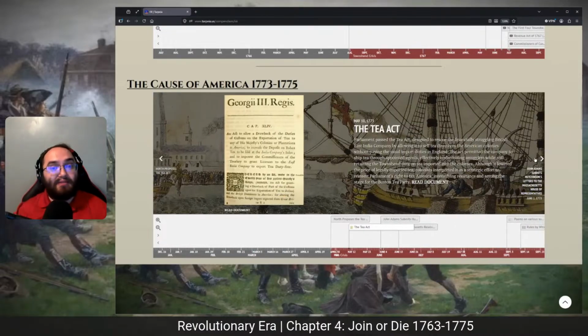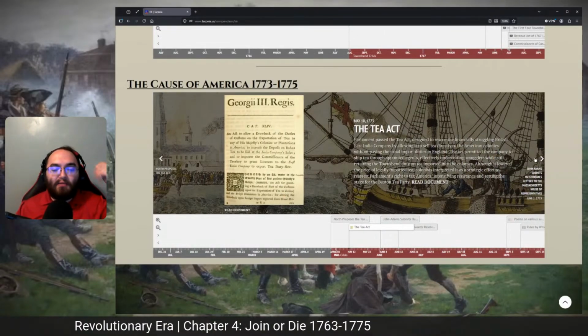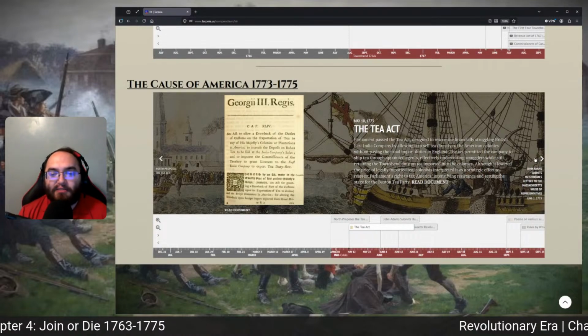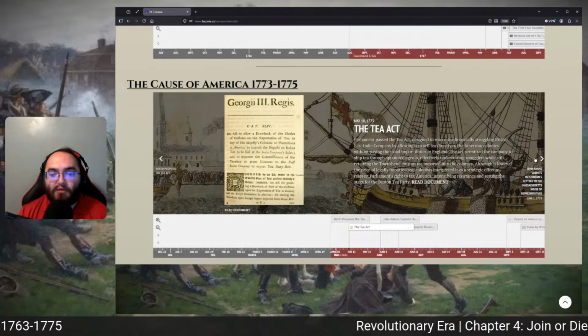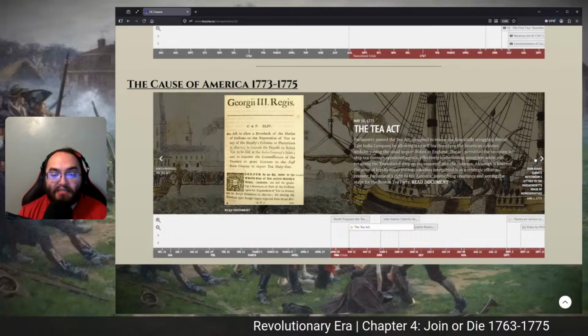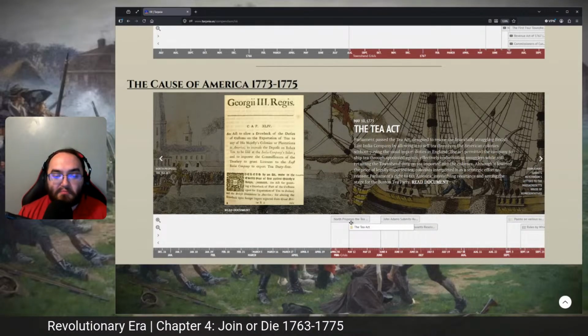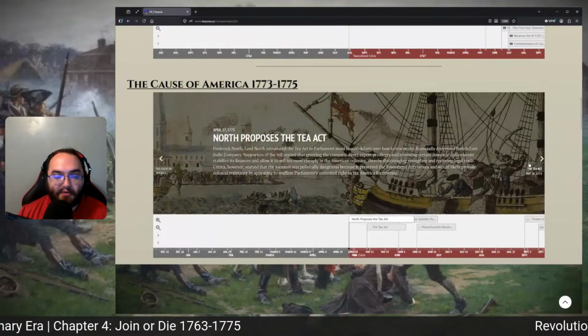And so we have the Tea Act itself, which gets passed on May 10th, 1773. It is designed to rescue the financially struggling British East India Company, as I explained in the previous event on the timeline.